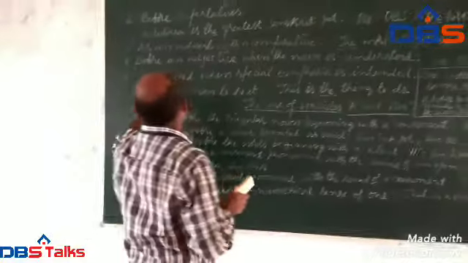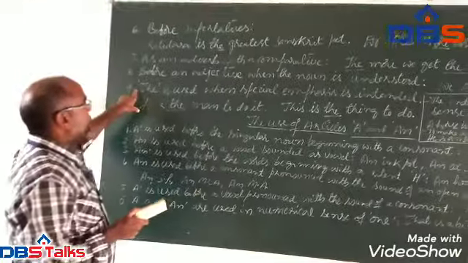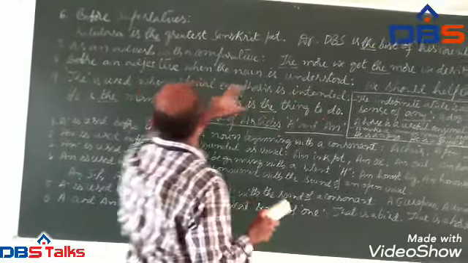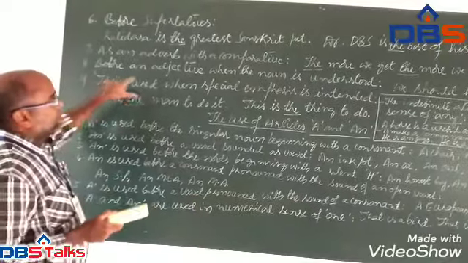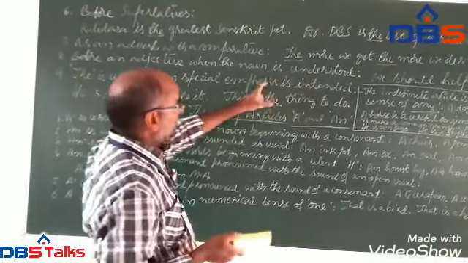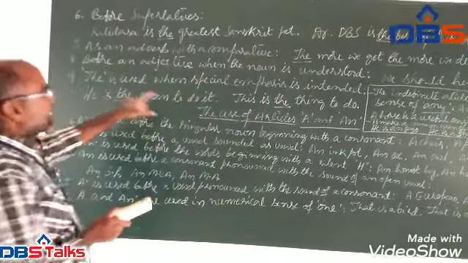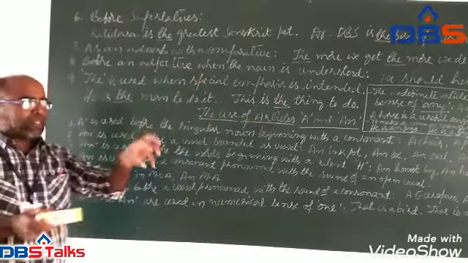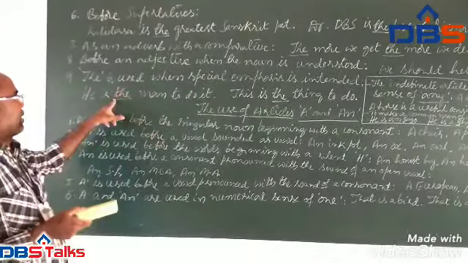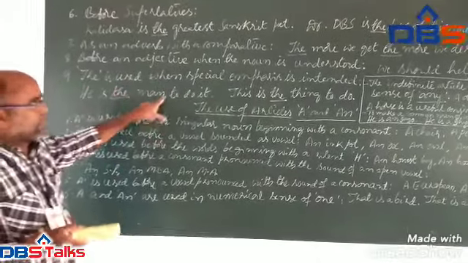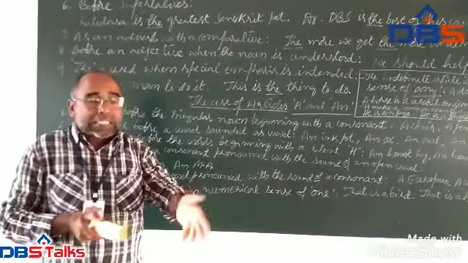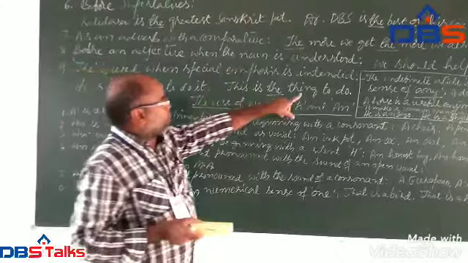Next, we use the definite article "the" when special emphasis is intended. Right? Understand? Special emphasis is intended. He is the man to do it. Special emphasis, that he is the man to do it. This is the thing to do. This is the thing which we have to do.